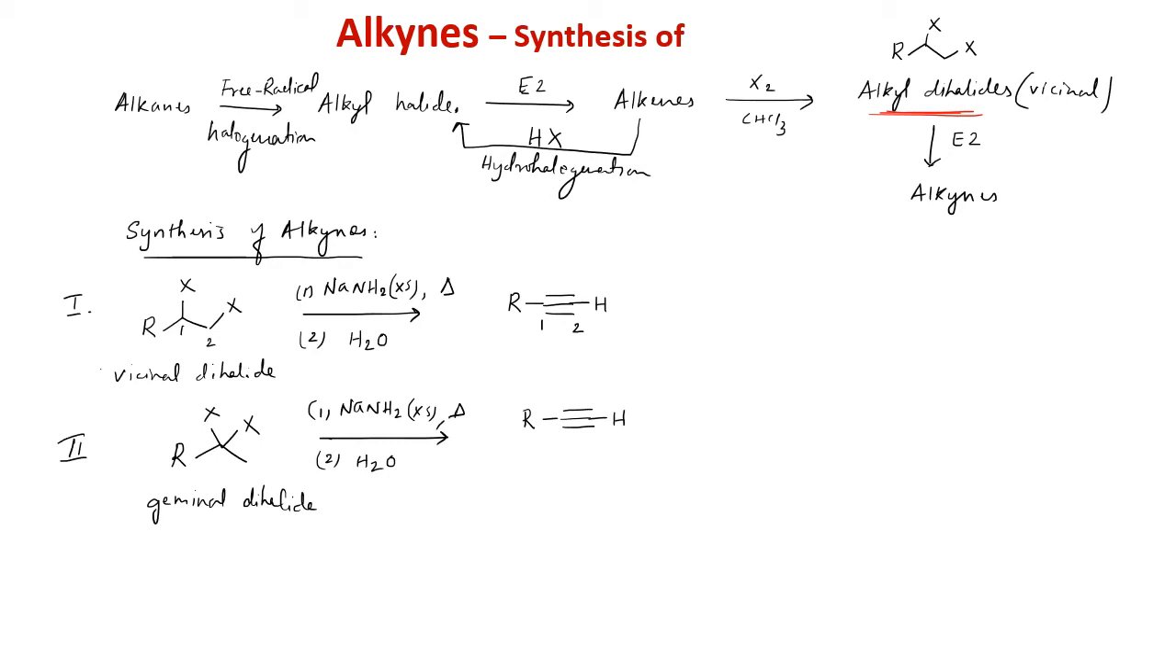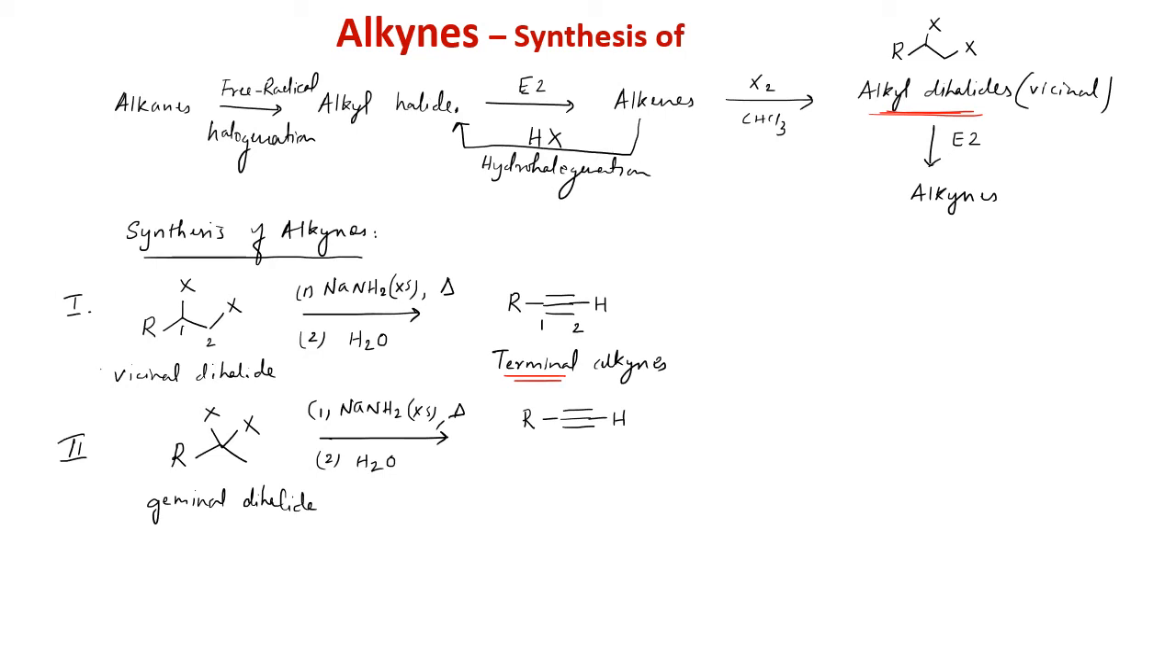Now both of these alkynes that we made here, because of their structure, are terminal alkynes, which basically means that the triple bond is at the end of a carbon chain. Okay, so that's the last carbon. That's why they're called terminal alkynes. Okay, so those are 2 methods of synthesizing alkynes, starting from either a vicinal dihalide or a geminal dihalide.